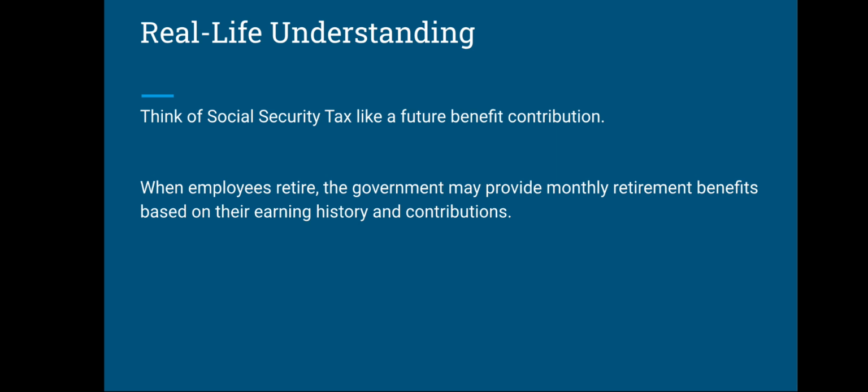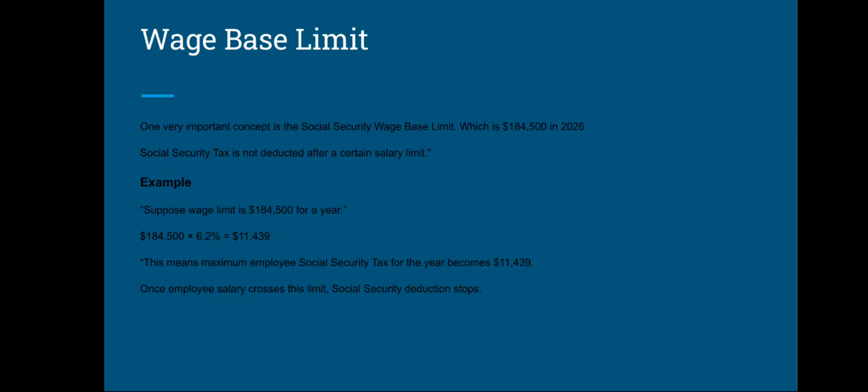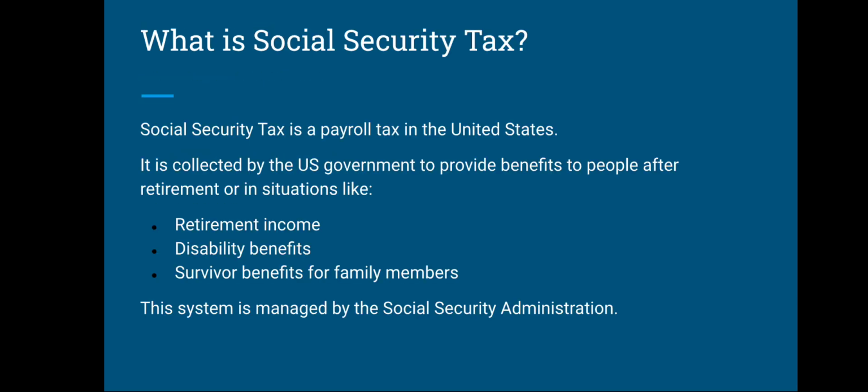And if we talk about real life understanding, think of social security tax like a future benefit contribution. When an employee retires, the government may provide monthly retirement benefits based on their earning history and contribution. And not only retirement, we have discussed other uses of social security as well. It can be used as a disability benefit: if someone is not able to work, the government provides funds to them from the social security tax, which is contributed by the working employees.